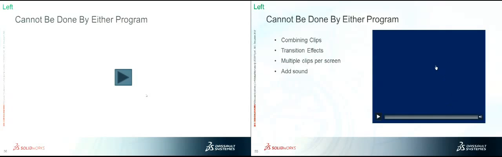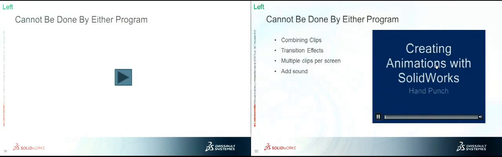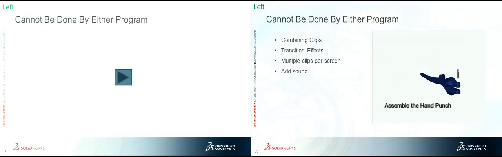Now, the things we can't do in both, we can't combine clips within SolidWorks or Composer. So when we need to do something like this animation here, this was created as 4 clips that had to be put together. There's also transition effects. When we go from one clip to the other, we're going to fade one and bring the other one in on top of it. Maybe you want to put some sound in it too.